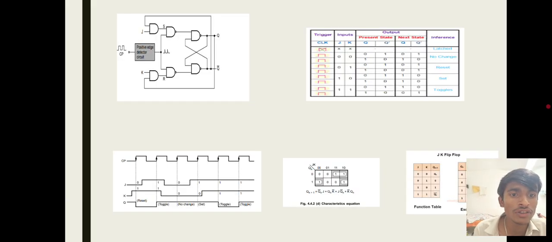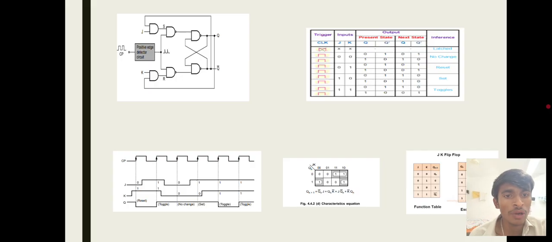When J equals 0 and K equals 0, the flip-flop holds or retains its previous state. It does not change. When J equals 1 and K equals 0, the output becomes Q equals 1. When J equals 0 and K equals 1, it resets the output and Q becomes 0. When J equals 1 and K equals 1, the output toggles, it flips from 0 to 1 or 1 to 0 with each clock pulse.